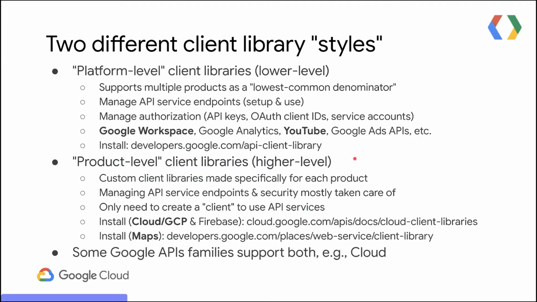So if you're only going to use like cloud platform libraries or only Google Maps libraries, you should install the product level client libraries because they're higher level. You don't have to worry about as much, it's not infrastructure, but I would call it API infrastructure. You don't have to worry about all those nitty gritty details or all of the security code that you would have to write. Okay.